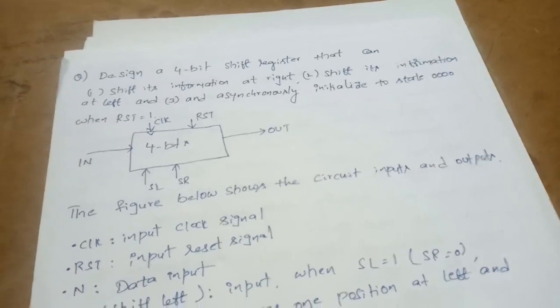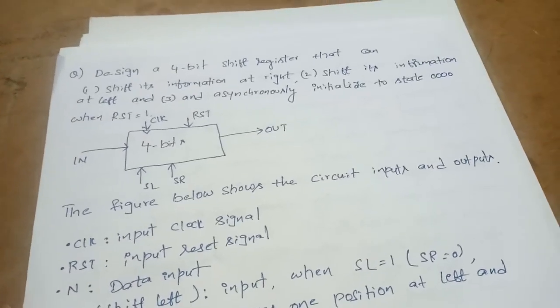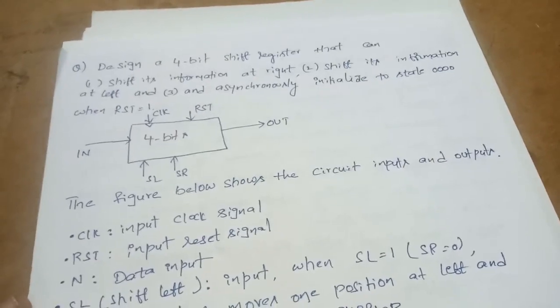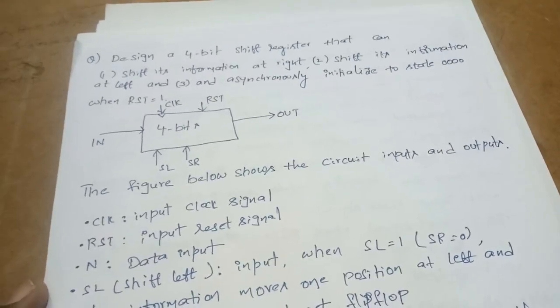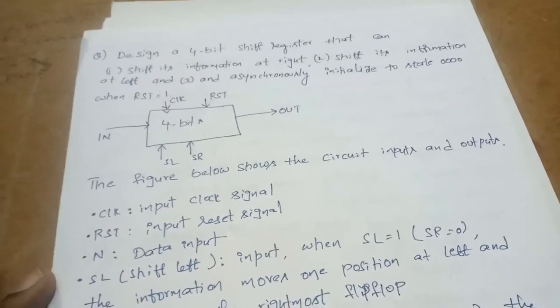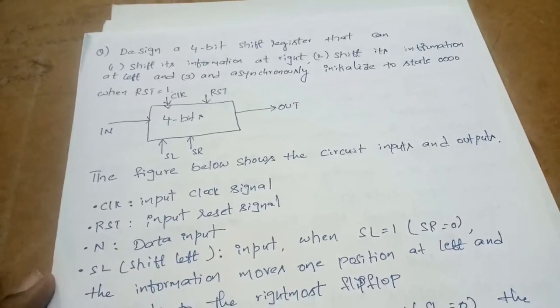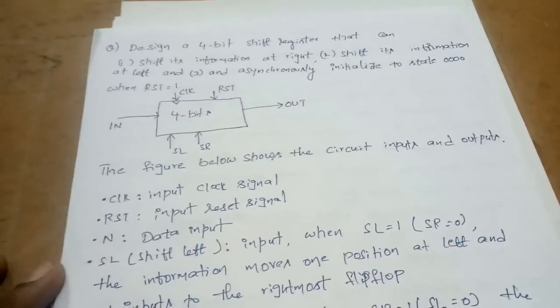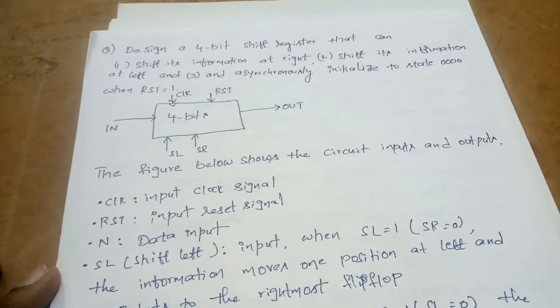Once again I go through the question. We have to design a 4-bit shift register which has the input in. It has two inputs, SL and SR. Based on SL and SR, the data in the shift register has to be manipulated. Here there is a clock, reset and out.